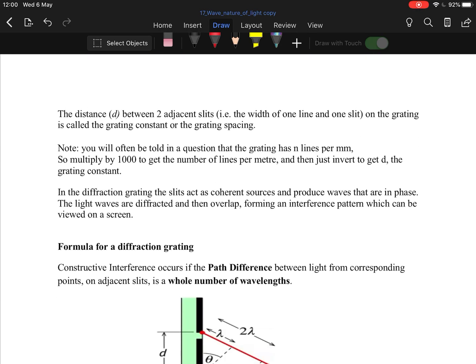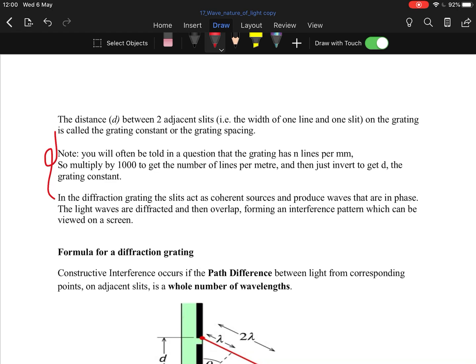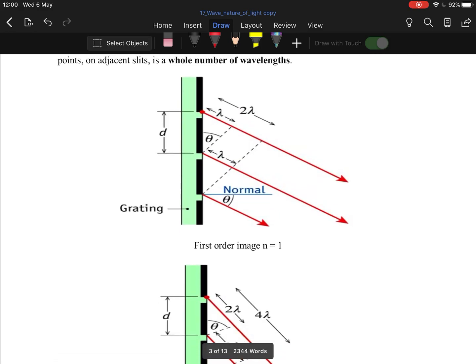That's often the question asked. It's very easy to do. Here you go. You will often be told in the question that the grating has n lines per millimeter, multiply by 1,000 to get the number of lines per meter, and then invert to get d. What do we mean by that? If you're still confused, we'll be going through it soon enough, and I'll explain it all to you.